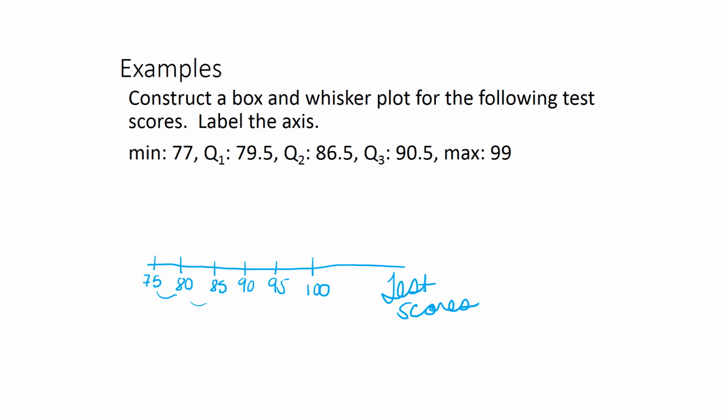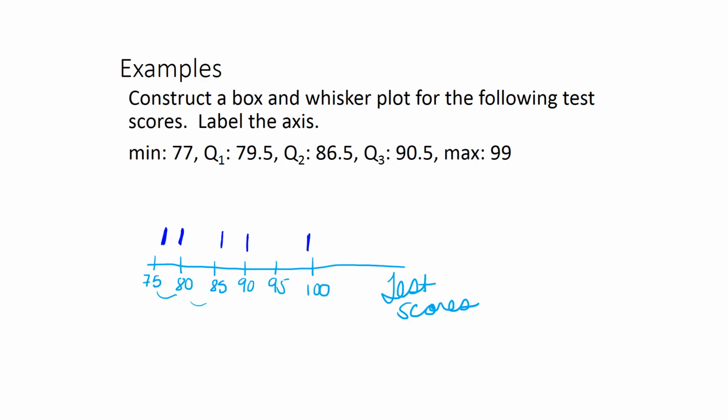With our 5-number summary, we're going to put a little vertical bar above the axis. Don't put it on the axis. So 77 looks like it'd be about right there, not quite halfway between 75 and 80. Q1 is almost 80, 79.5. Just a single vertical bar. The median is 86.5, which is about right there. Again, above the axis. Q3 is 90.5, which is right there. And the maximum was 99, which is right there.